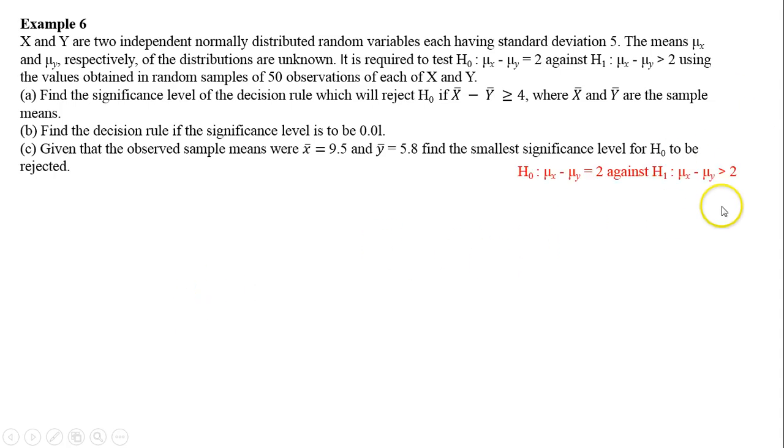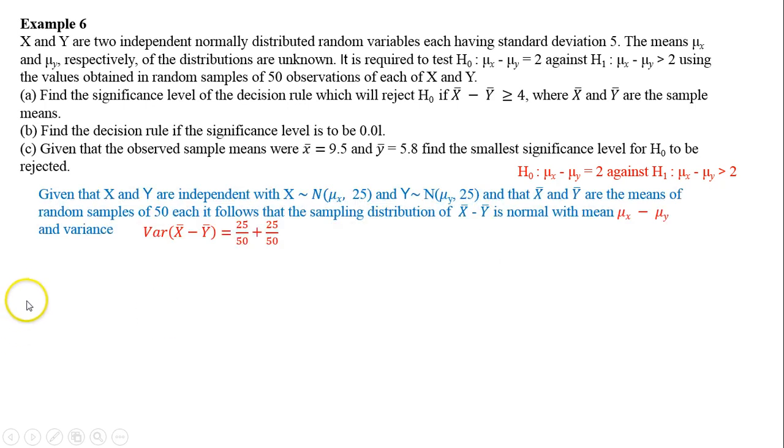We'll do that first. So that's what we need to test. We need to define x and y as the values. The first is normally distributed with mean mu x and variance 25, and the second one also has variance of 25. Both are normally distributed. Then x bar minus y bar will have mean the difference in the means, and the variance would be the sum of the two variances divided by the n of each one, and that becomes 1. So the variance of the combination of the means is 1.